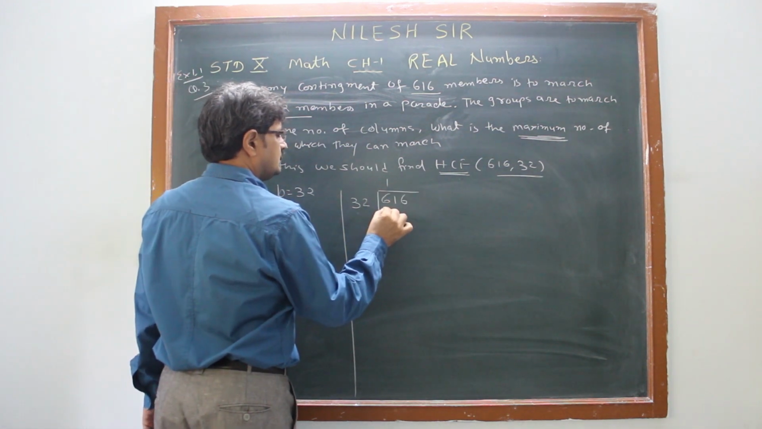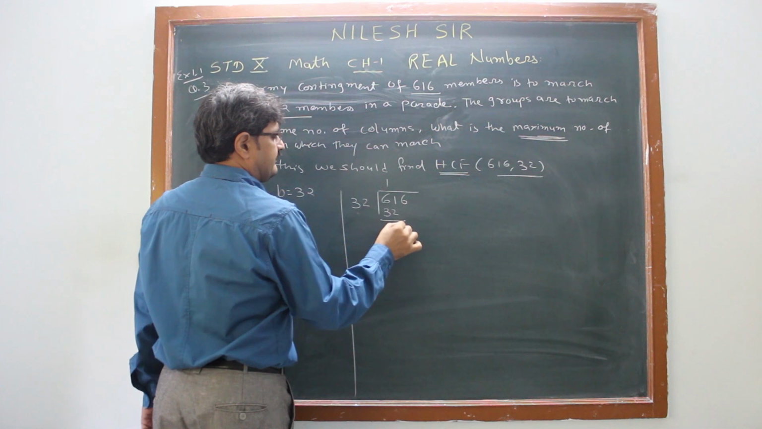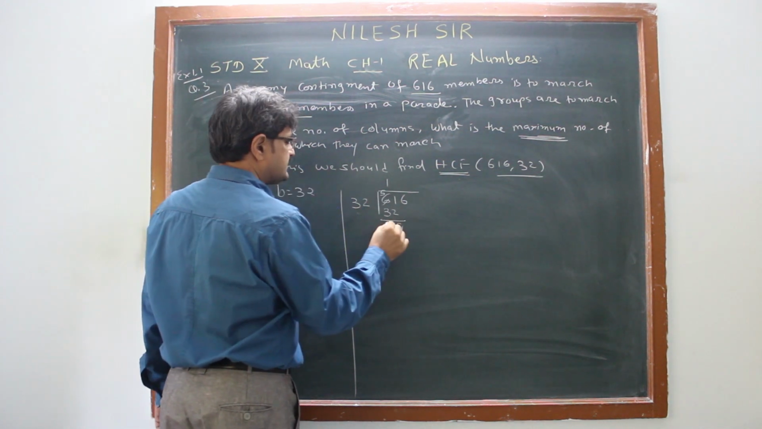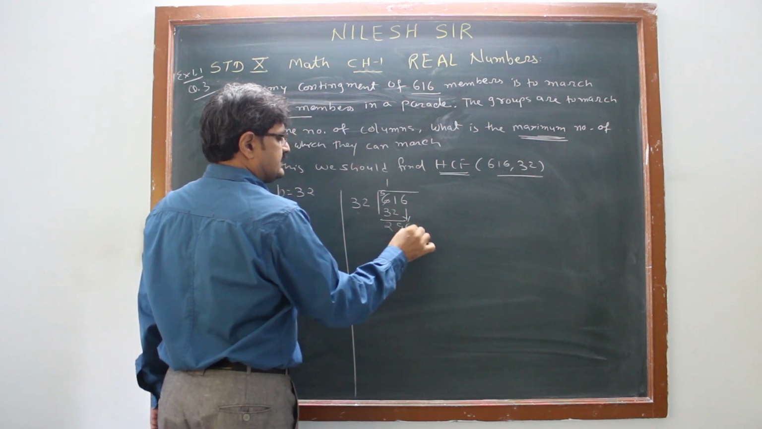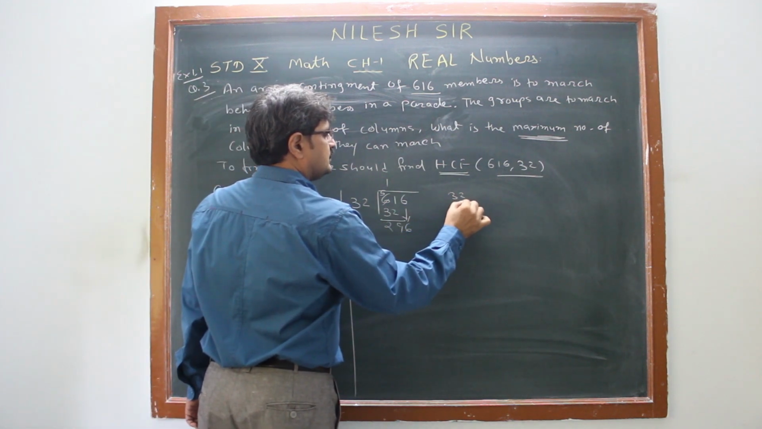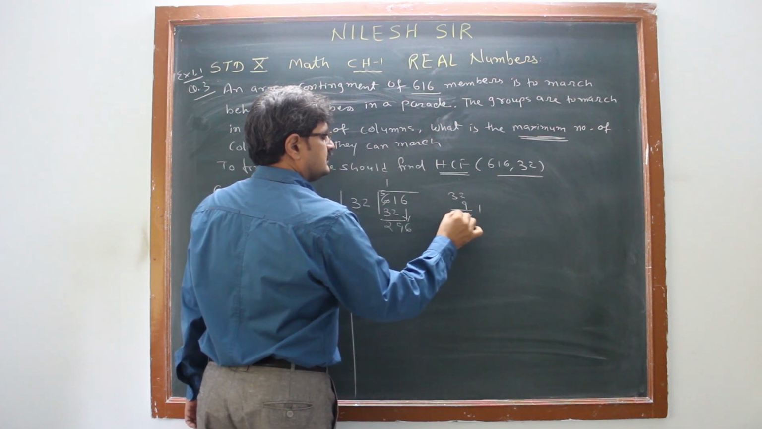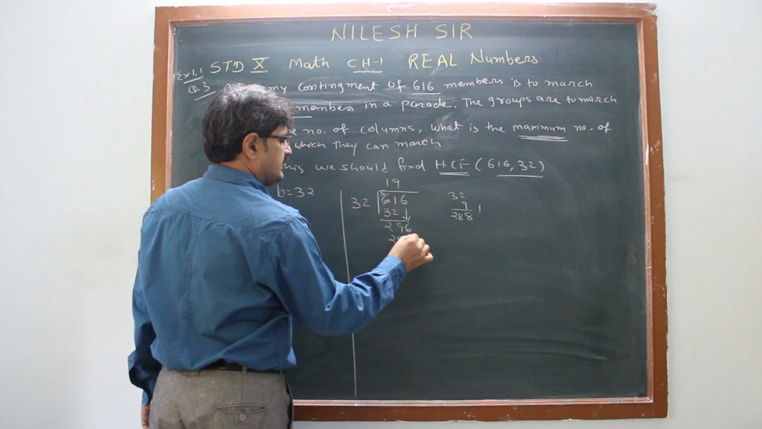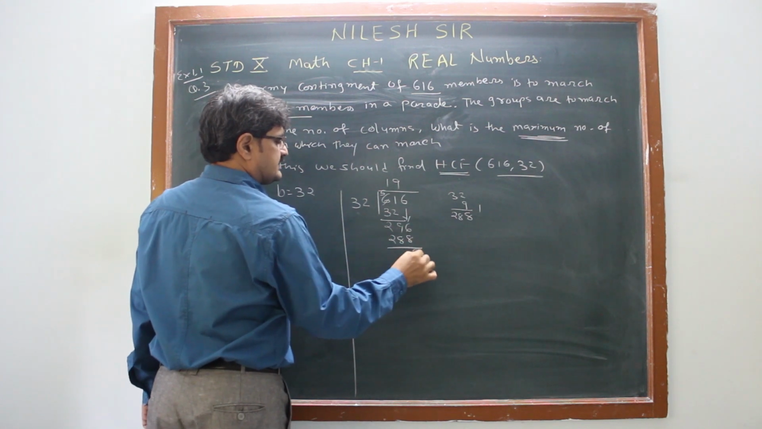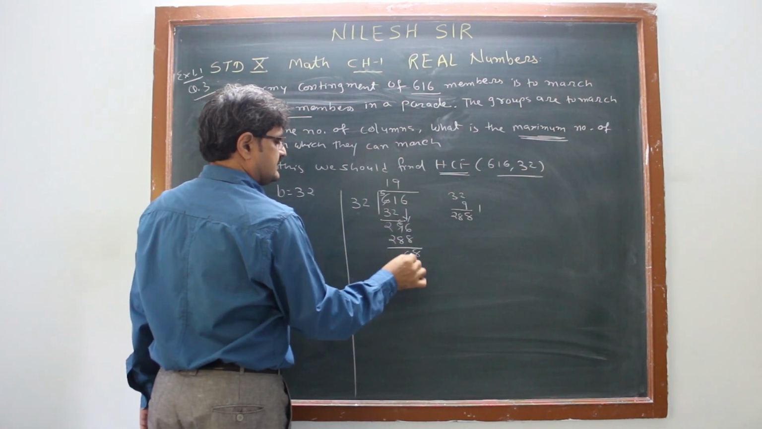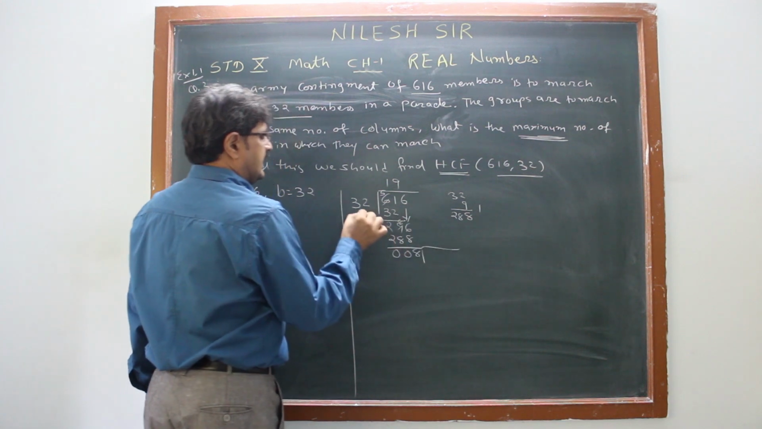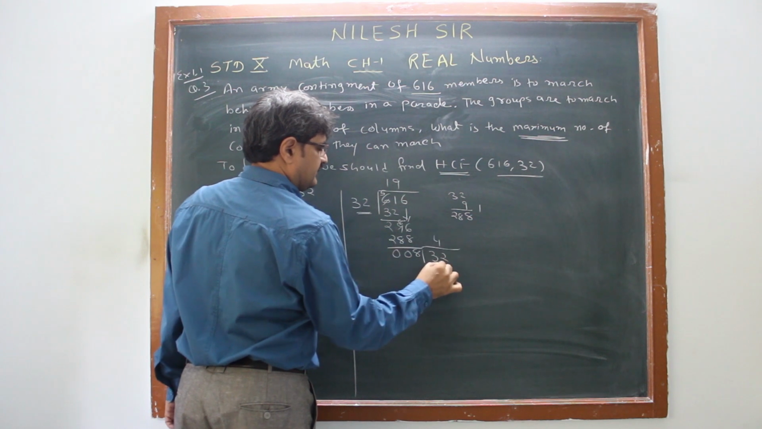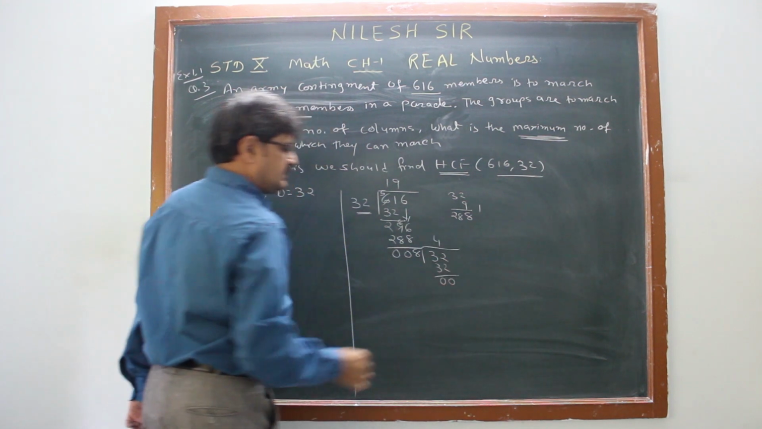Here 32 ones are 32, 11 minus 2 that is 9, and 5 minus 3 that is 2. And I have obtained 6 here. So now 32 9s are 288. Now 16 minus 8 is 8, 8 minus 8 is 0, 2 minus 2 is 0. The divisor will become the dividend. 8 4s are 32. So we get remainder 0.